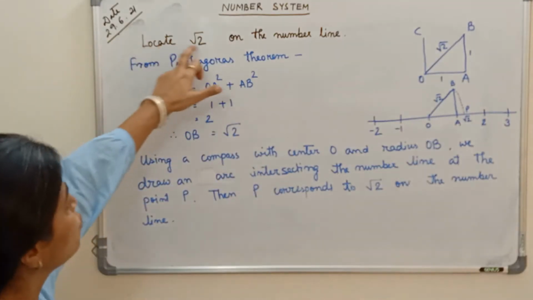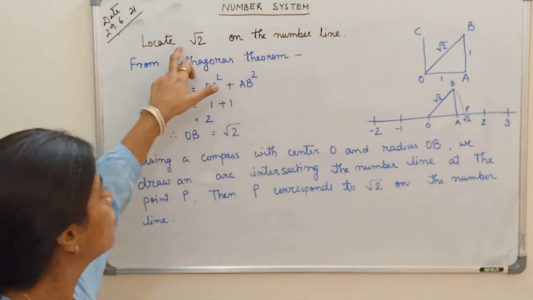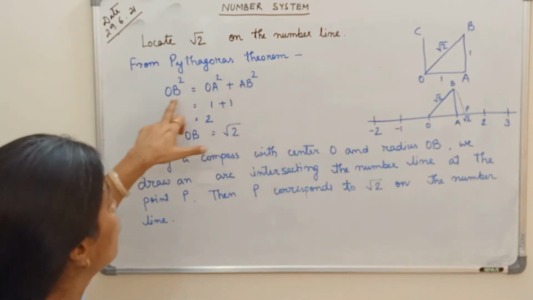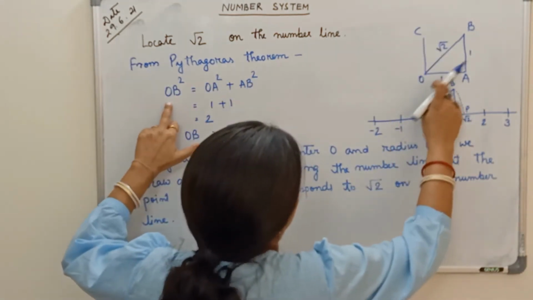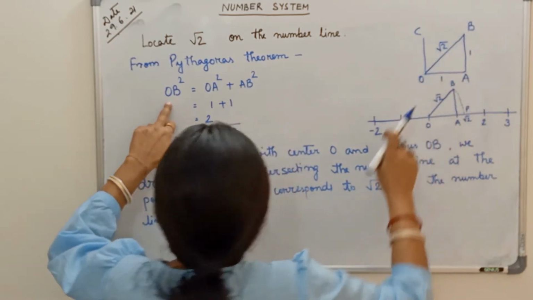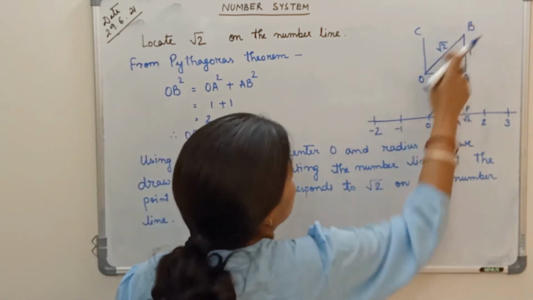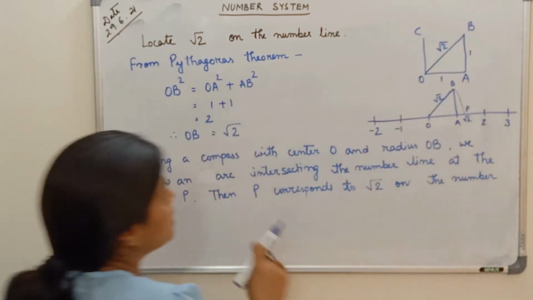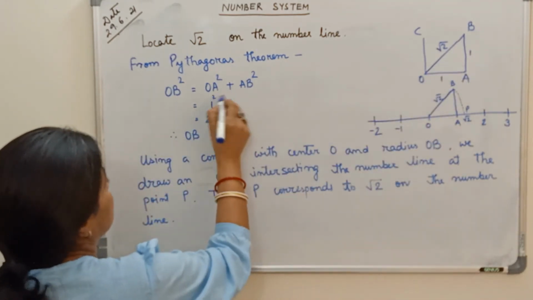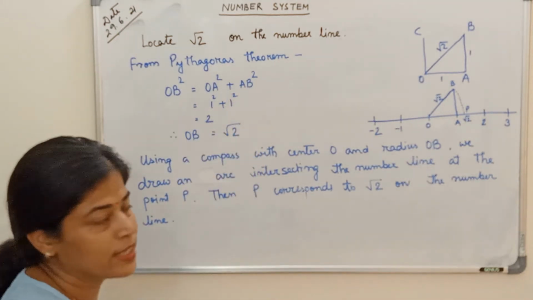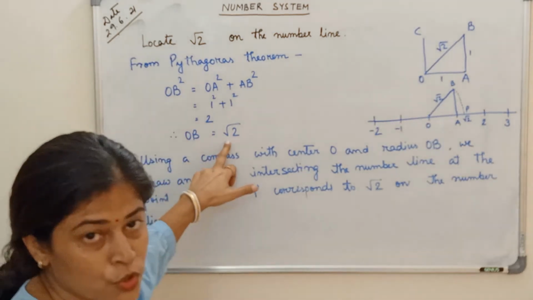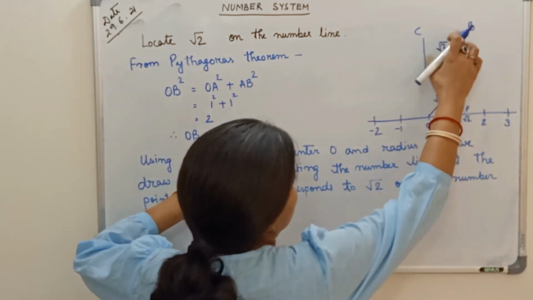Now coming to locate root 2 on the number line. So how to locate root 2 on the number line? See, from the Pythagoras theorem we know, see this we have taken. If I take OA equal to 1 and AB equal to 1 unit. So from Pythagoras theorem we know what is OB. OA square plus AB square is equal to OB square. OA is 1 square, that is 1. AB square is also 1 square, that is also 1. So 1 plus 1 is 2. So what is OB? Root 2.